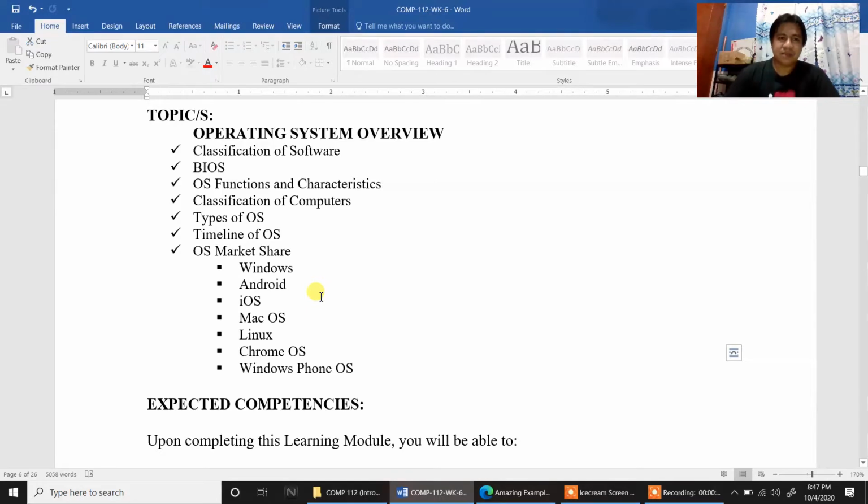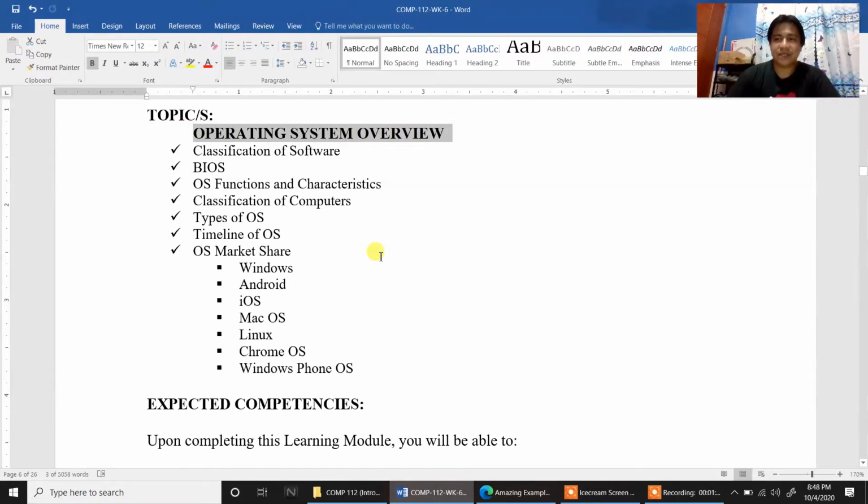Okay, so for our week 6 lesson on our module, the topic is all about operating system overview. You know already what an operating system is somehow, but anyway, we will discuss the details about the operating system. Based on our module for week 6, these are the topics that we're going to discuss. It is all about the operating system.